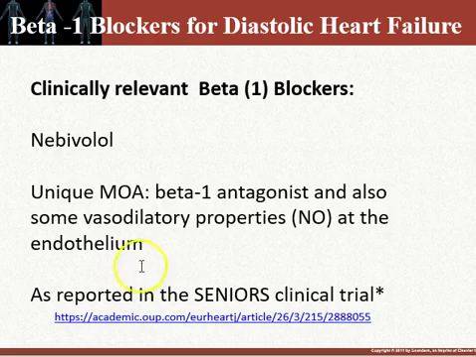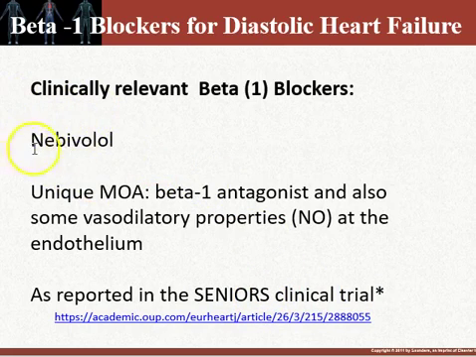Okay, but in terms of the beta blockers that are specifically used for diastolic heart failure, or heart failure with preserved ejection fraction, the only one that we're really looking at is nebivolol. This is because this particular beta blocker has been shown to be somewhat effective in clinical trials for these particular patients, and that clinical trial is listed here. It's the SENIORS trial.